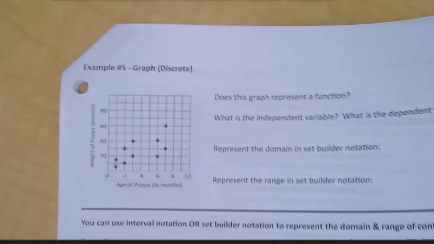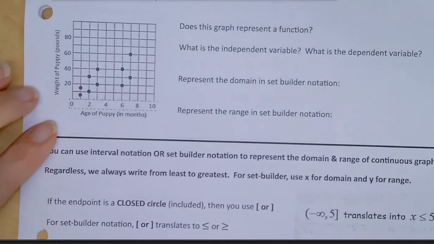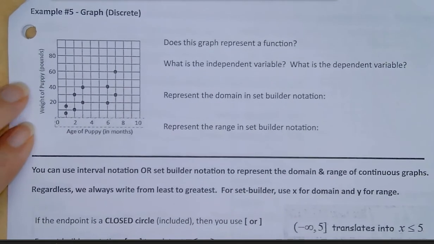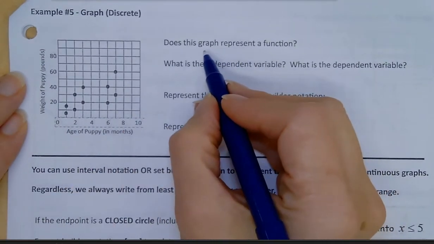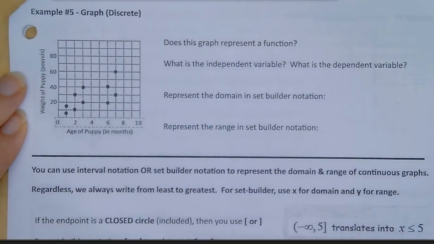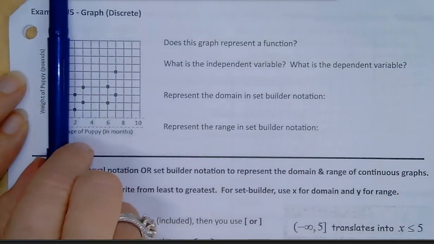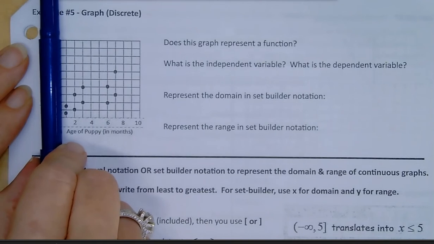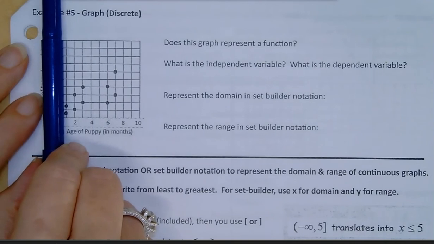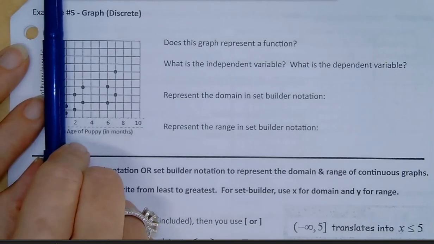All right, so our next page. This is a graph that we are given, and so we want to know, does this represent a function? I'm going to imagine that I have a vertical line. My pen is going to be my vertical line, and I'm going to do the vertical line test. If I ever hit 2 points at the same time, it's not a function. Well, I hit 2 points right there.